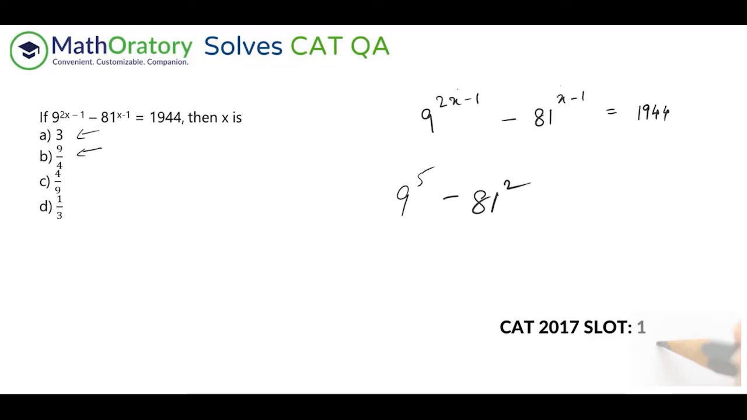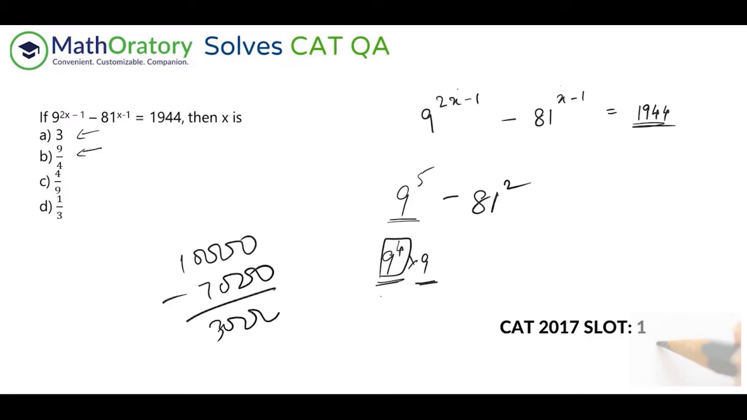Now, check this out. 81 square is 6,000 something, right? 6,400 something. And 9 to the power 5 is basically 9 to the power 4 into 9, which is 81 square into 9. So 6,400 again. It's actually 6,561 if you know it. But even if you estimate 80 square, this is 6,400 into 9, which is a 5-digit number. Now, from a 5-digit number, if you're subtracting 6,400, the result cannot be less than 2,000. Even 10,000 minus 7,000 would be 3,000, right? So you cannot reach this 1944 mark.